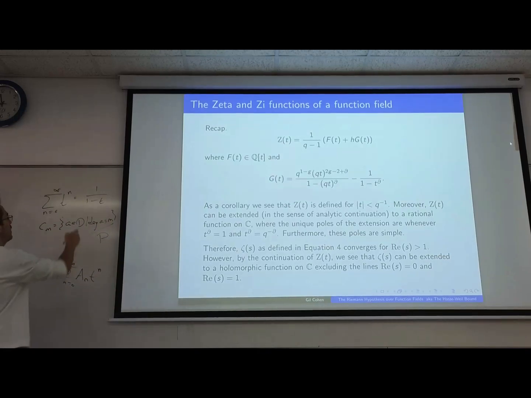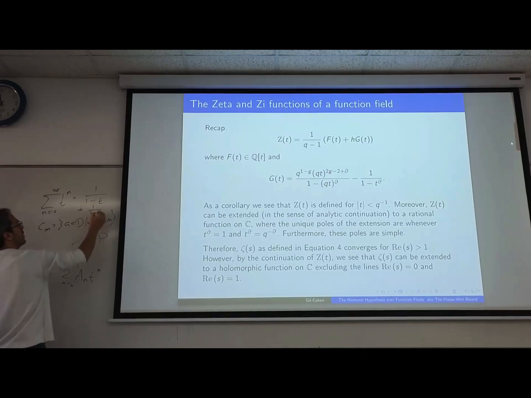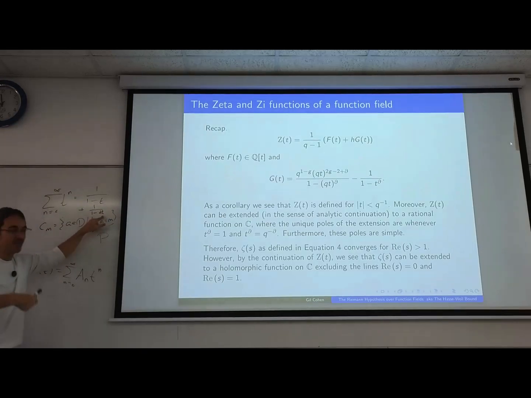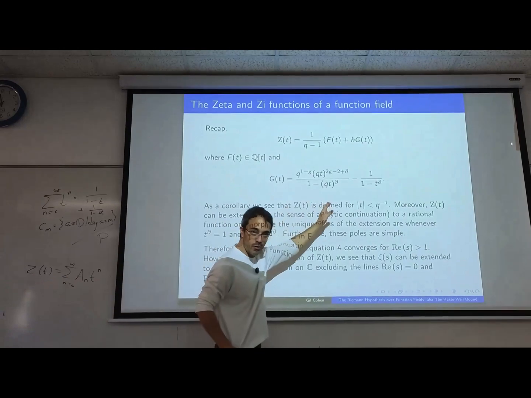Right, if here we have another expression which happens there, like 1 over 1 minus, I don't know, 2t, at t equals half, you're going to have a problem here. Right, so also at 1, but already at half. So that's what's happening here. At 1 over q, you get a problem.